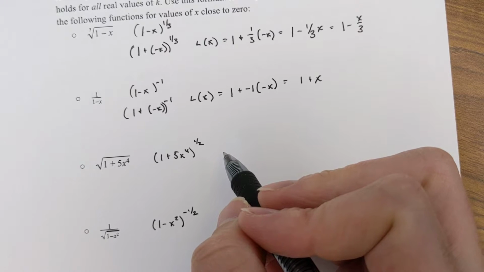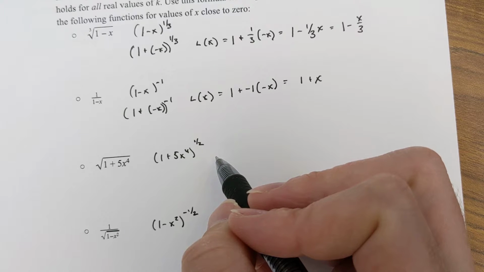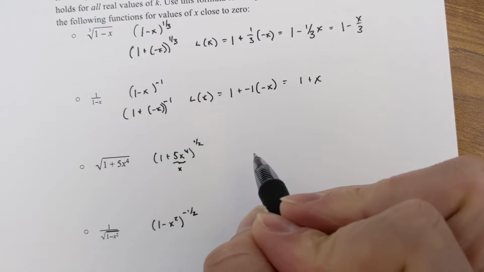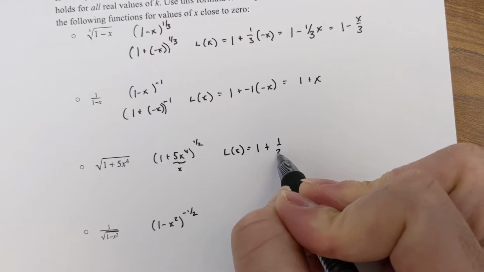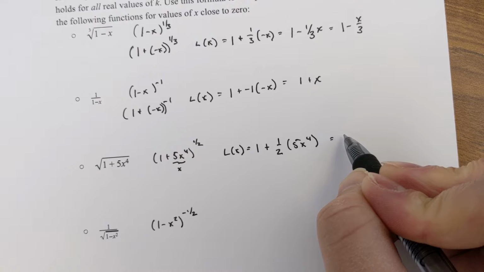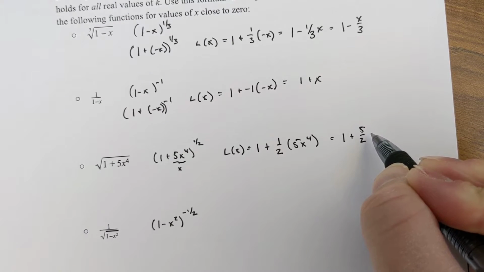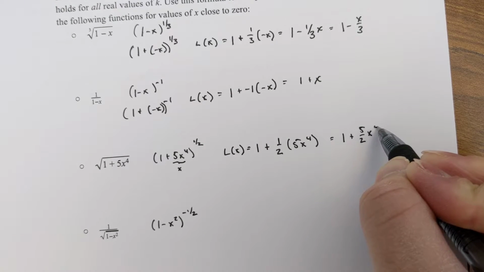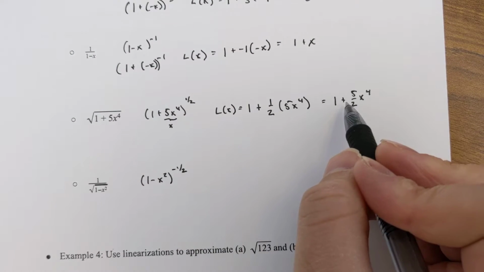So down here, let's see here. This whole guy is going to act like my x value. So the linearization is going to be 1 plus k times 5x to the 4th. So that's going to be 1 plus 5 halves x to the 4th. I actually shouldn't really be using L here because that's not a linearization. It's not an L value anymore.